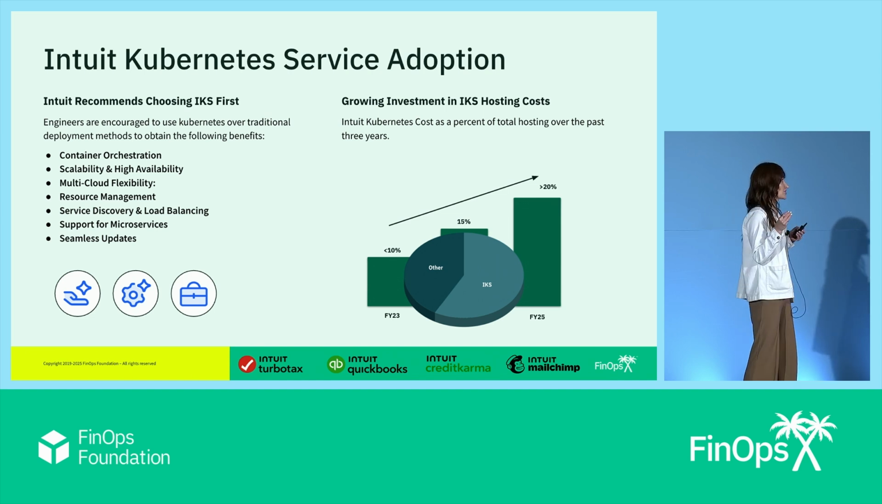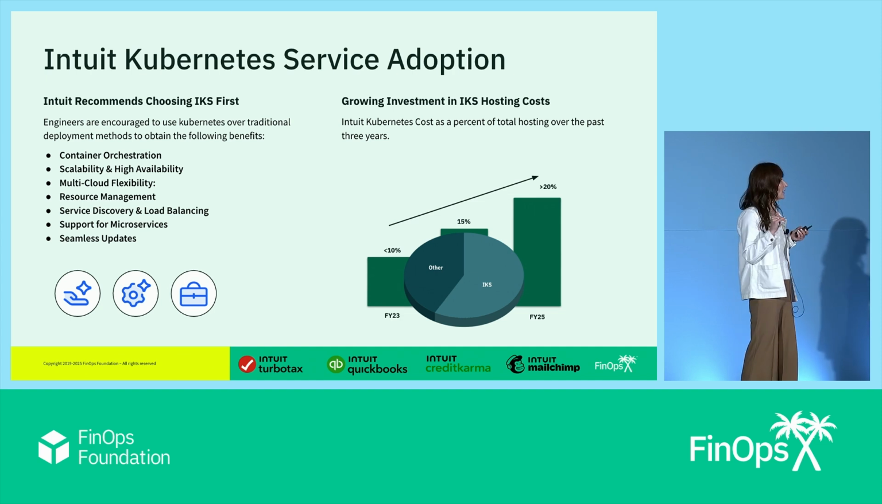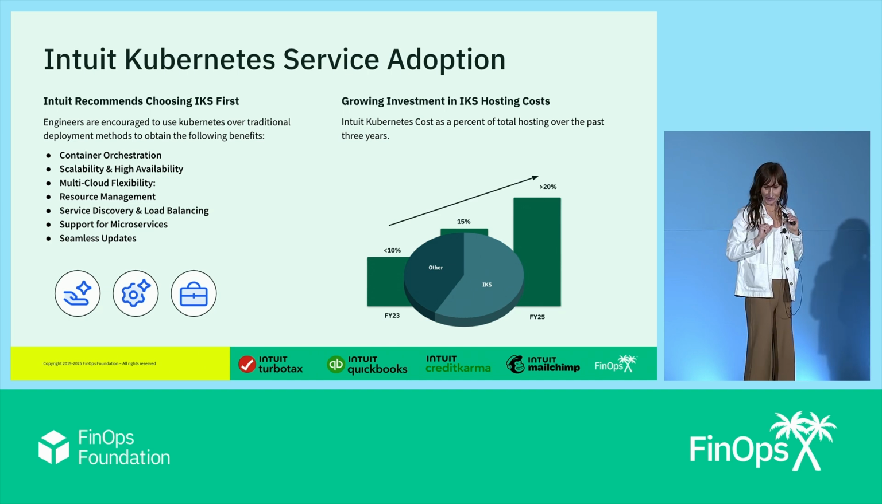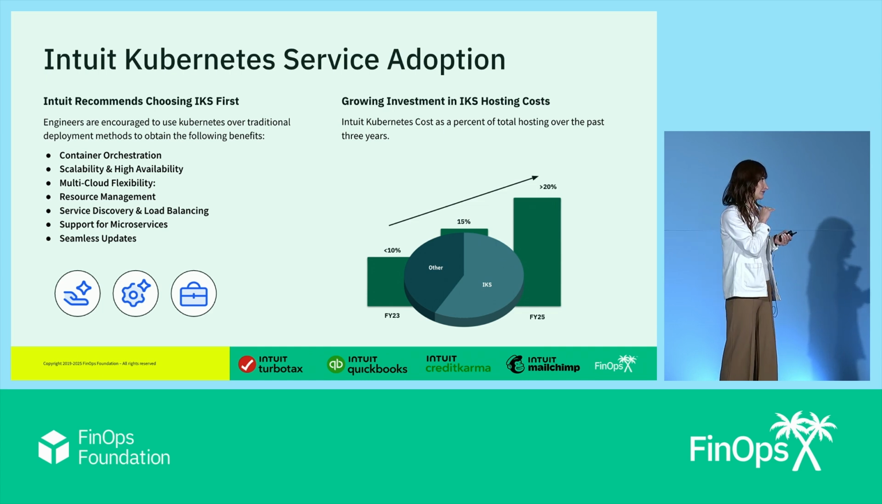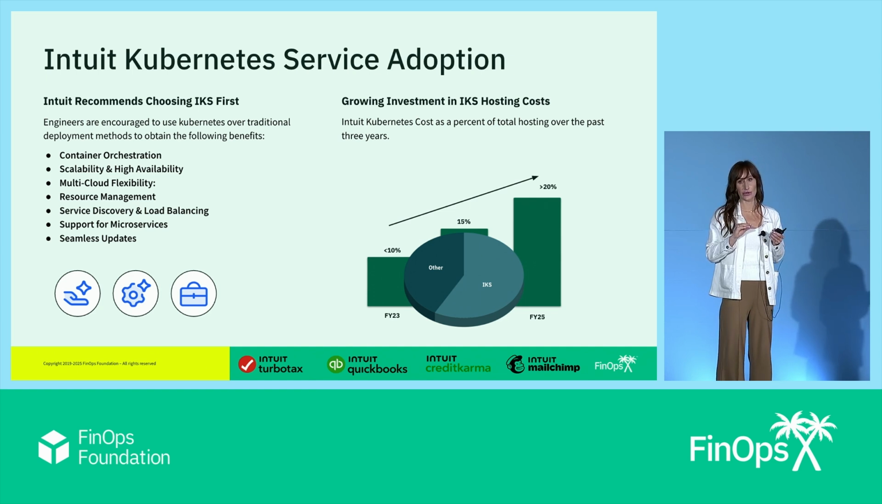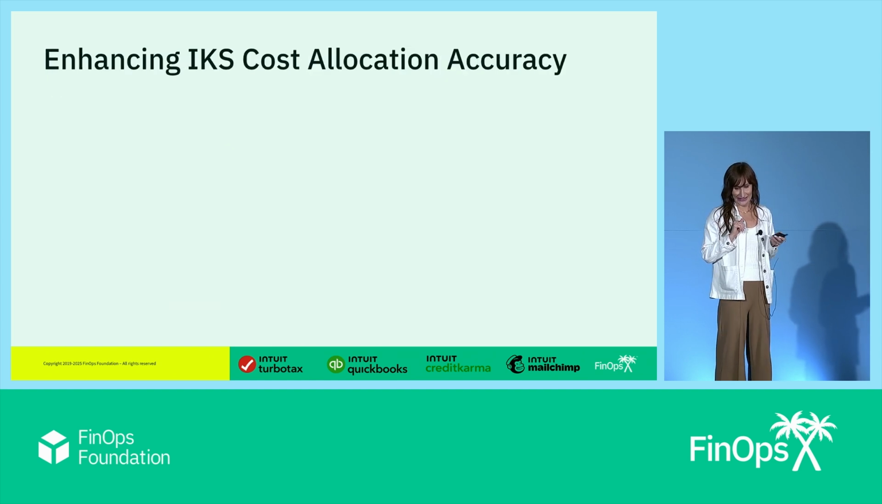So it's growing substantially, but that upward trend really underscores the value and efficiency we're seeing from the platform, because now this circle chart would pop up. You would see that IKS is making up more than 50% of our total core compute. So it has officially surpassed all of our other compute deployments. This is when it's supposed to pop up.